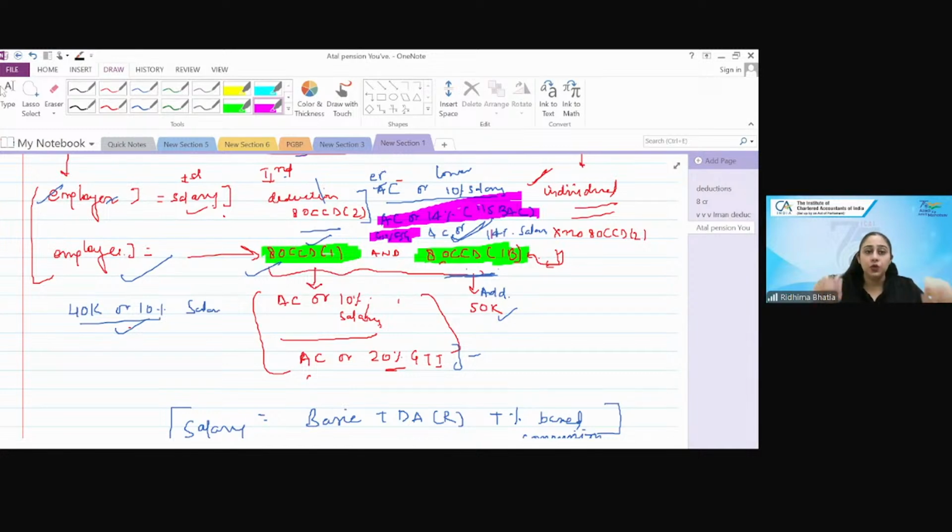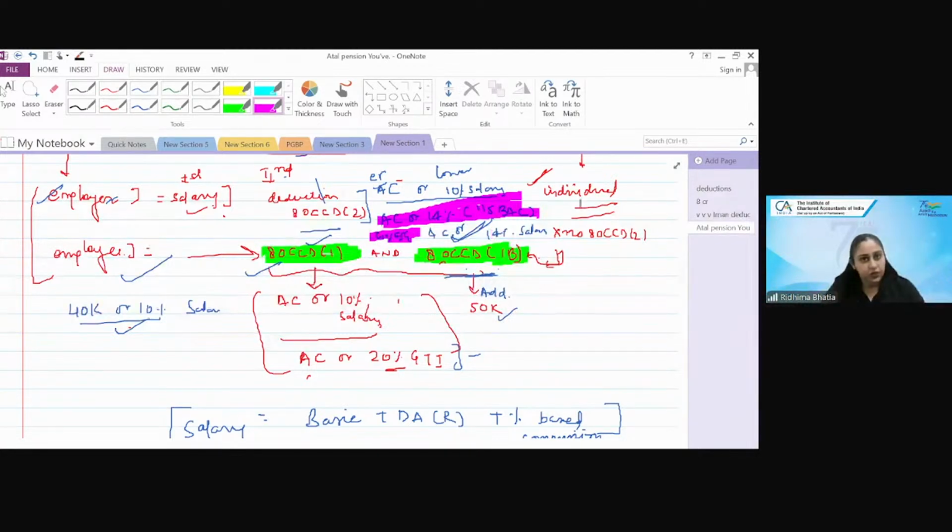But there is subsection 2 which gives an additional 50,000 to both of them, employee or individual, for the contribution they have made to NPS. So first anyone would claim this 50,000 and then they will claim 80CCD subsection 1. The reason being subsection 1 limits are combined with 80C under 80CCE.